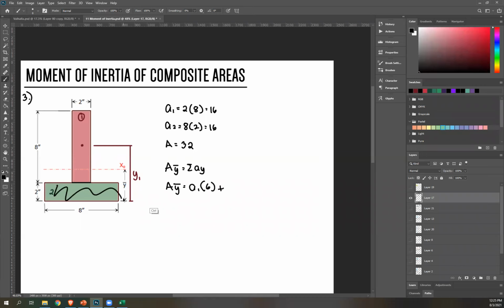Plus, and now this is your rectangle 2 with centroid here. So A2. So this is the centroid of that. Right? And that's half the height of your rectangle 2. Height of your rectangle 2 is 2. Half of that is 1. So this is 1. From this, please solve what's y bar. Y bar. So you divide it by 8.